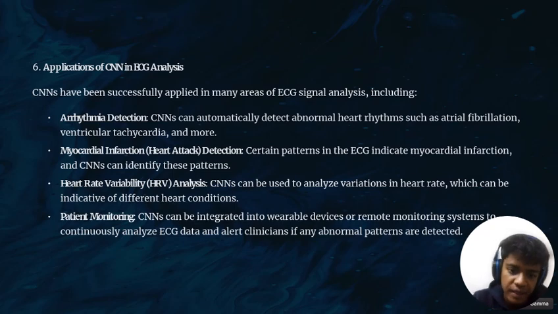Applications of CNNs in ECG analysis. CNNs have been successfully applied in many areas of ECG signal analysis, including arrhythmia detection. CNNs can automatically detect abnormal heart rhythms such as atrial fibrillation, ventricular tachycardia, and more. Myocardial infarction detection: certain patterns in ECG indicate myocardial infarction, and CNNs can identify these patterns. Heart rate variability: CNNs can be used to analyze variations in heart rate, which can be indicative of different heart conditions. And the last is patient monitoring.